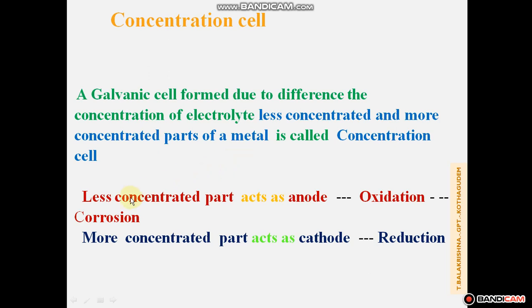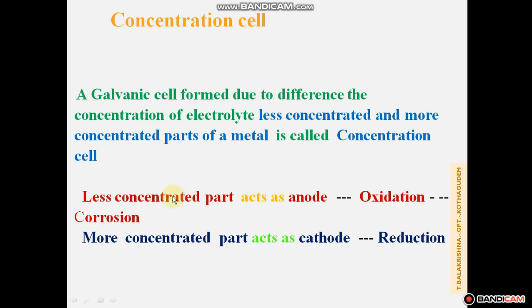This type of corrosion occurs if a metal is exposed to electrolyte of different concentration. One is a less concentration, one is a more concentration. The less exposed part, or less concentrated part, acts as an anode, nothing but oxidation, and is ready to undergo corrosion. And the more exposed part acts as a cathode, ready to participate in the reduction reaction.